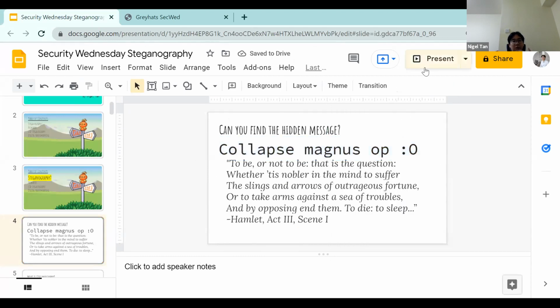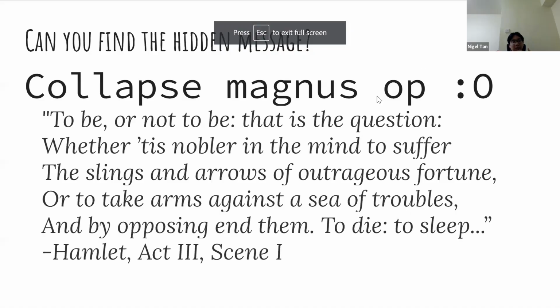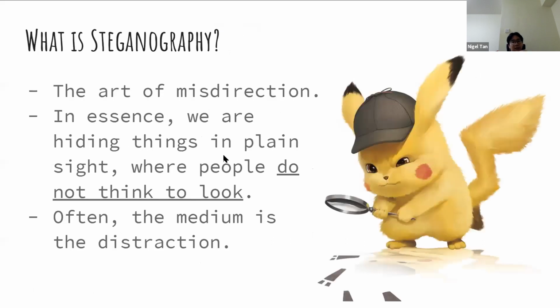If I am right, most of you would start to look at the words and think, oh, is there a certain pattern? The punctuation, how is it used, why do they use olden English and things like that. But this really brings us back to what is steganography, and it is the art of misdirection. In essence, we're trying to hide things in plain sight, where people do not think to look.